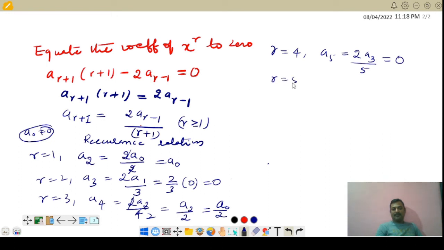Now let us substitute r is equal to 5. a6 equal to 2 times of a4 divided by 6. So 2 by 6 is 1 by 3. a4 is a0 by 2. So finally you have a0 by 6.